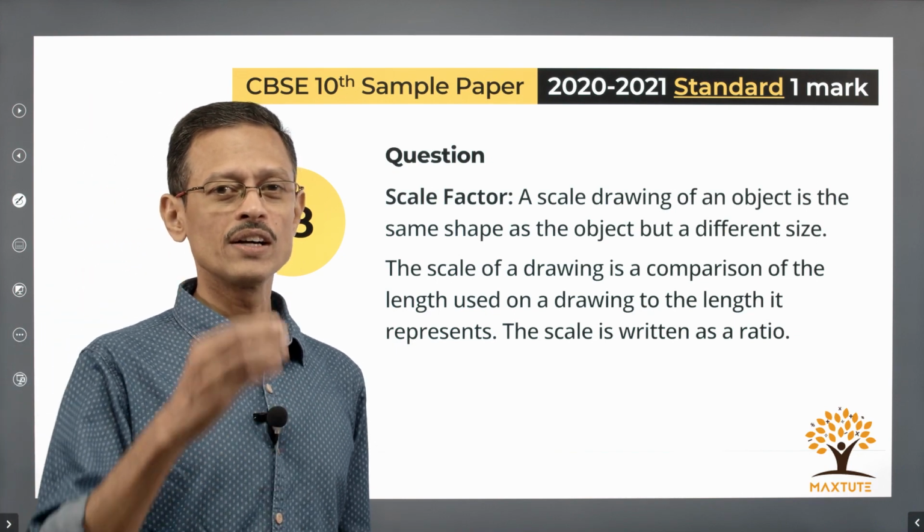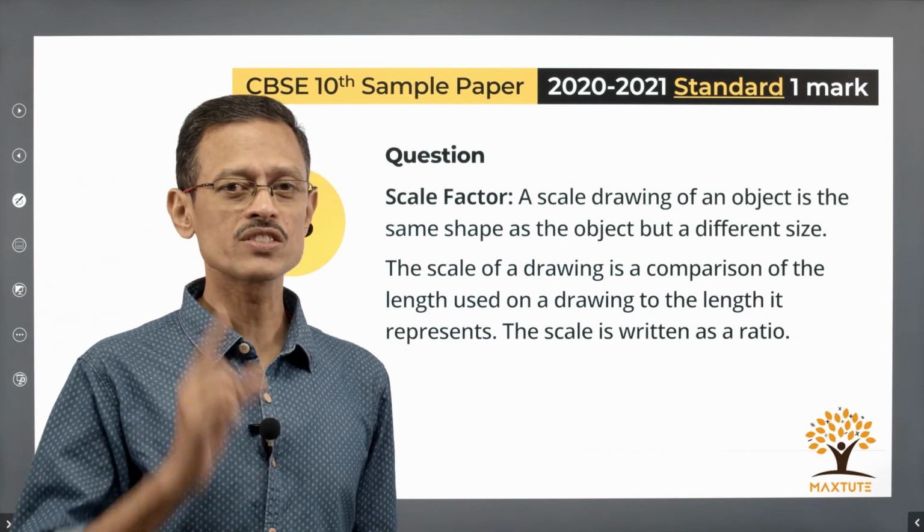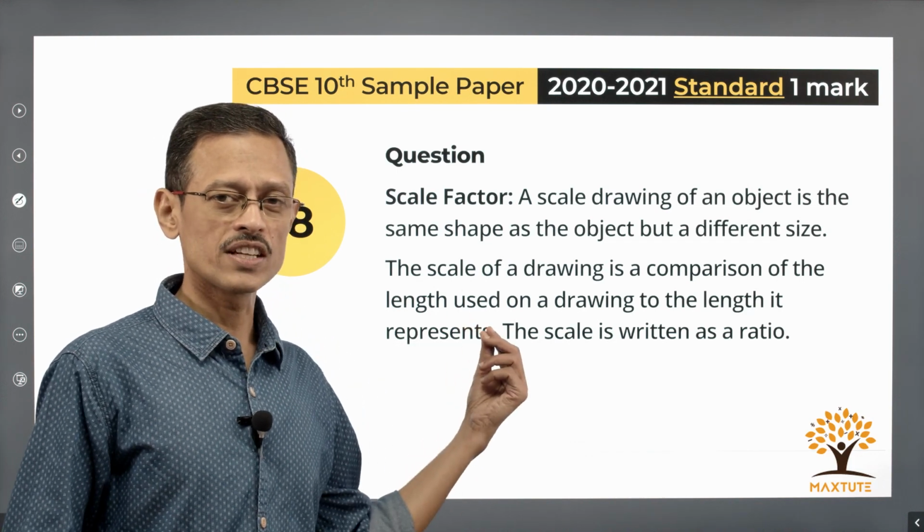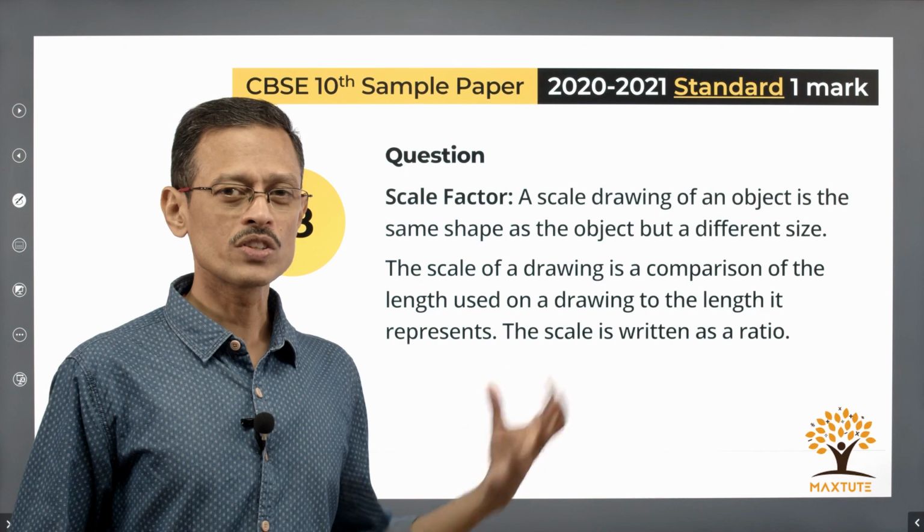Question number 18 has got 5 parts to it. Each part gives you 1 mark. You'll have to answer any 4 out of these 5 parts. So, at the end of solving this question, you should have 4 marks in the bag. What is the concept tested?